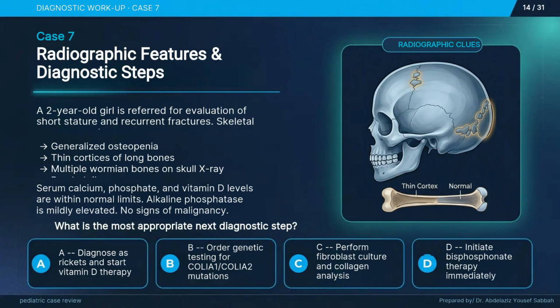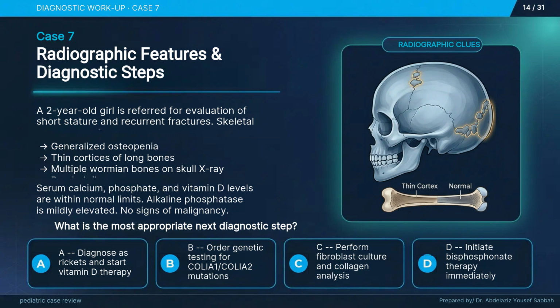Case 7. A 2-year-old girl is referred for evaluation of short stature and recurrent fractures. Skeletal survey reveals generalized osteopenia, thin cortices of long bones, multiple Wormian bones on skull X-ray, and beaded rib appearance. Serum calcium, phosphate, and vitamin D levels are within normal limits. Alkaline phosphatase is mildly elevated. No signs of malignancy. What is the most appropriate next diagnostic step?